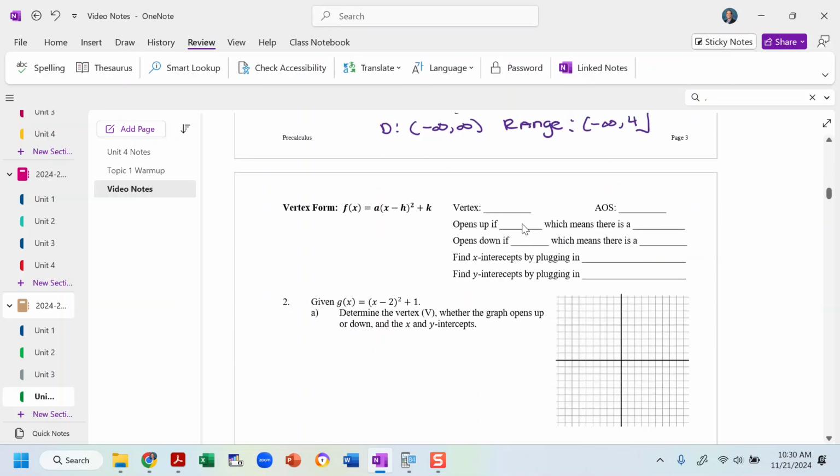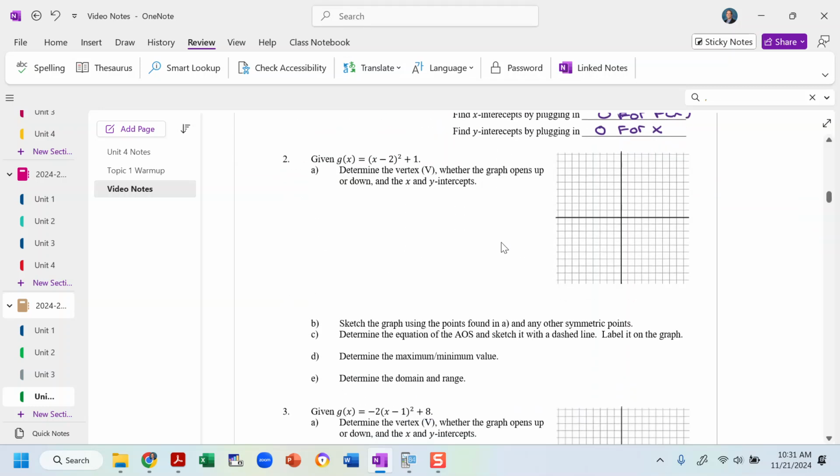So that leads us to the vertex form. The vertex is whatever the h comma k is. The axis of symmetry is x equals h. It opens up if a is greater than 0, which means there is a minimum, and it opens down if a is less than 0, which means there's a maximum. Find the x-intercepts by plugging in 0 for f of x, and y-intercepts by plugging in 0 for x.